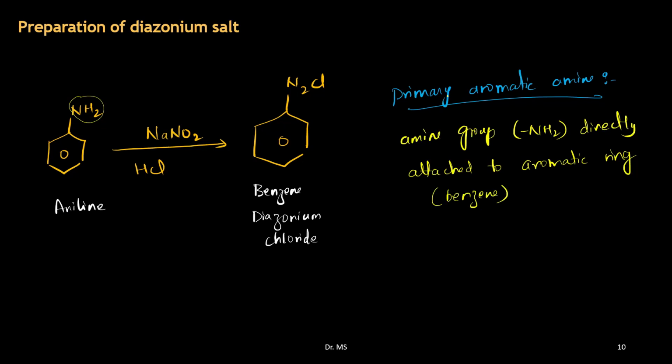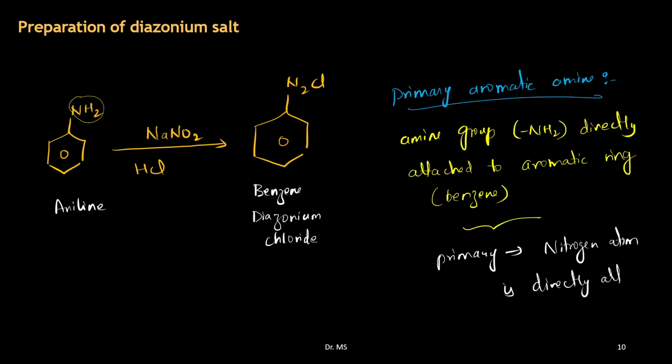And why do we exactly say it is a primary amine? That means the nitrogen atom is connected to only one carbon atom here. So the nitrogen atom is directly connected to one carbon, so we call it the primary. If it is attached to many carbons, then you can say secondary, tertiary. But here, the nitrogen is directly attached to one carbon. So remember this. That's why it is said to be the primary.